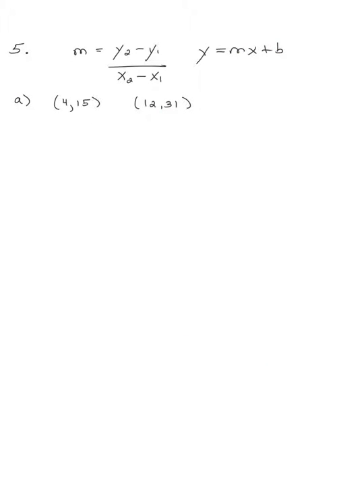For part A, I'd like to find the slope of the line between these 2 points. I'll use my formula for slope that I've listed above. I need to make a choice. I think I'll call x1, y1 this first set of points and x2, y2 the second one. So my slope m is equal to y2 minus y1, that's 31 minus 15, divided by x2 minus x1, which is 12 minus 4. So the top is going to be 16, and the bottom is 8, which means I have a slope of positive 2. That is all part A was asking for.